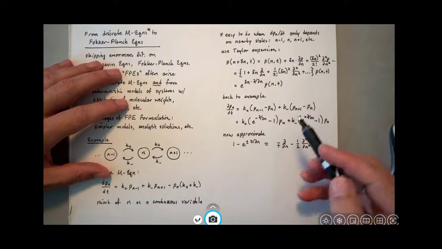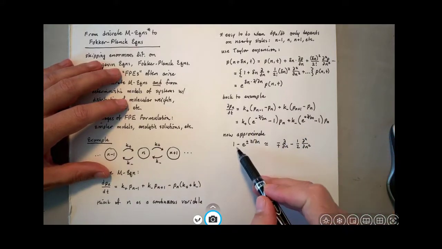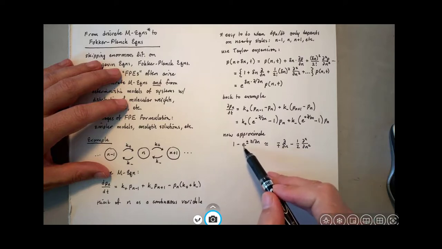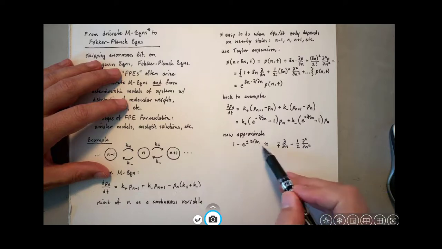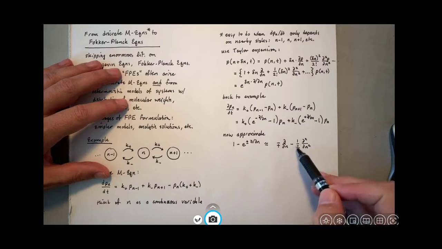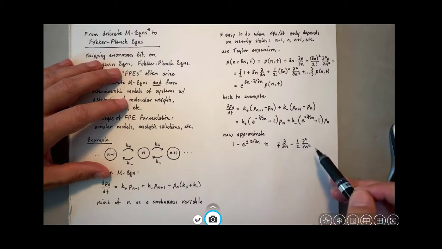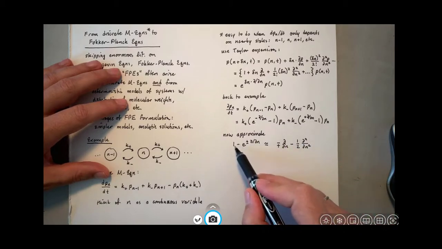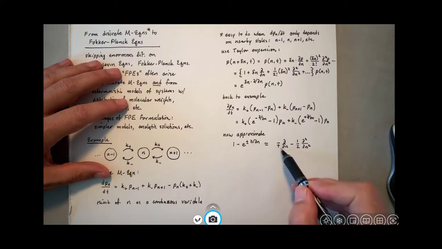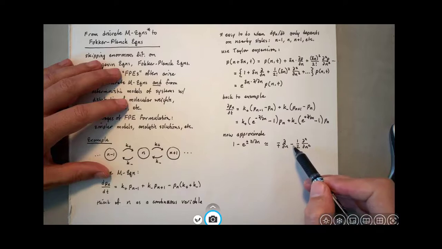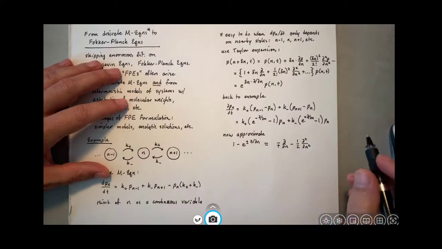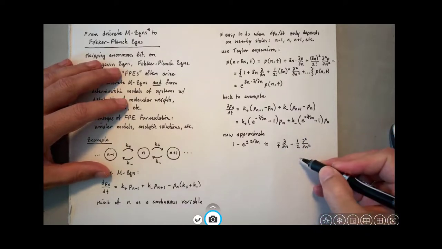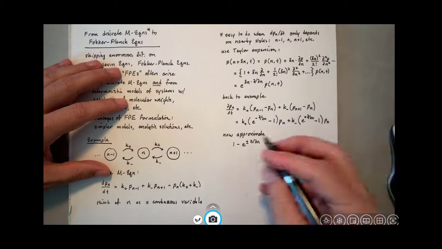Okay, now we're going to use that Taylor approximation, truncated at second order, and that's going to give us this approximation that 1 minus e to the plus d/dn is minus d/dn minus 1/2 d squared/dn squared. And of course the signs flip then. If you have 1 minus e to the minus d/dn, you get a positive first order term and still the negative second order term. Okay, so you use this in the equation above, and you can simplify this thing.